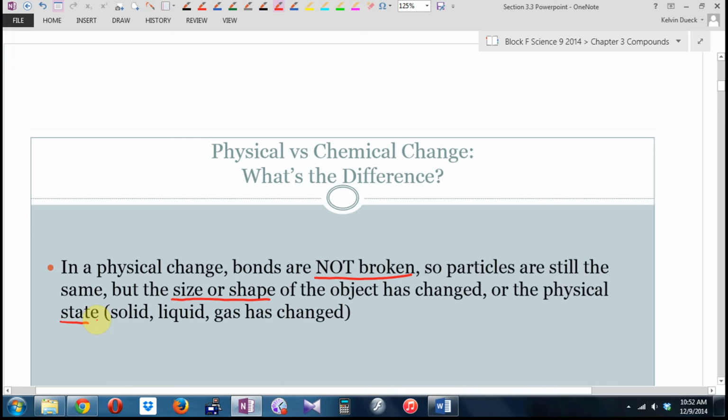Here's a classic physical change. Ripping a piece of paper. I haven't created anything new. Here's another physical change. Crumpling a piece of paper. I've made it look different.